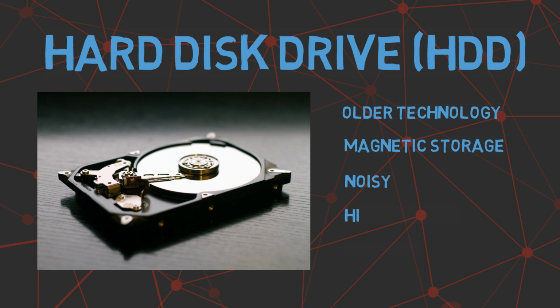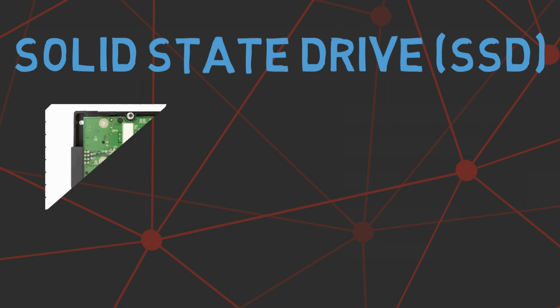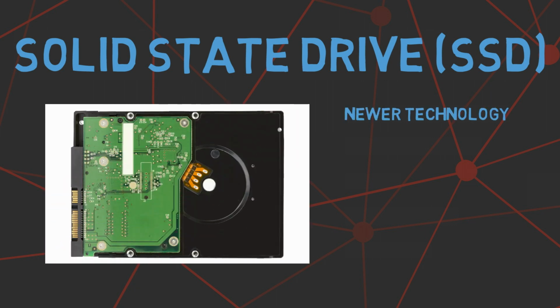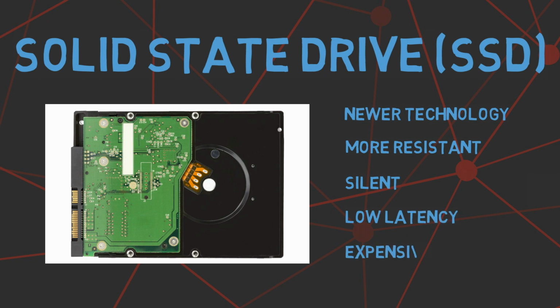Hard disk drives have high latency, or take longer time to perform an input or output operation per second from start to finish. However, hard disk drives are cheaper than solid-state drives. Solid-state drives are relatively newer technology and they lack the physical spinning disk. They are typically more resistant to physical shock and run silently. Solid-state drives offer low latency but are expensive compared to hard disk drives.